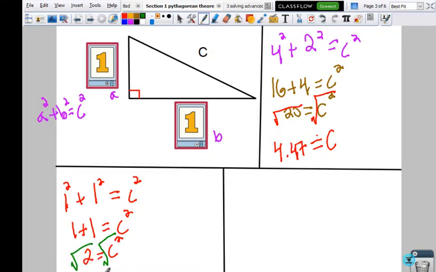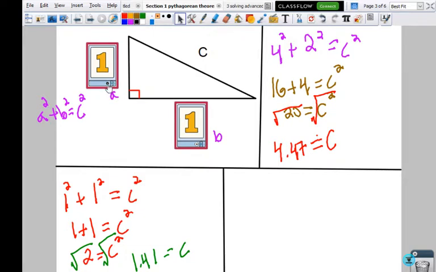So we have to square root 2, and we're going to get square root of 2 equals c. So I'm going to go back in here to Desmos, and we're going to get 1.41 equals c.